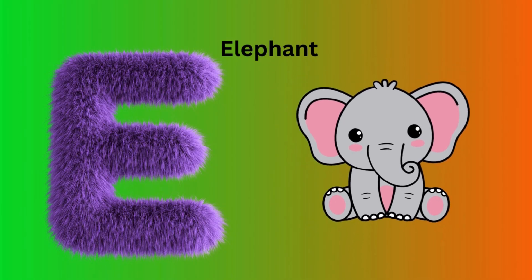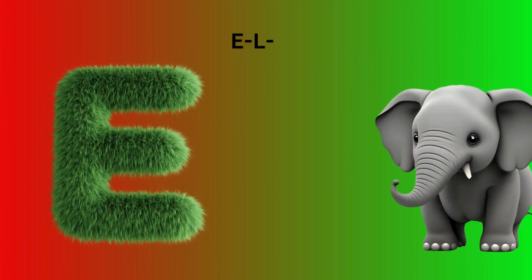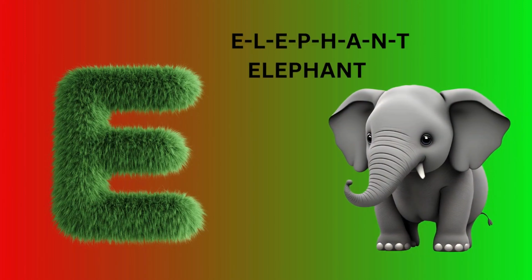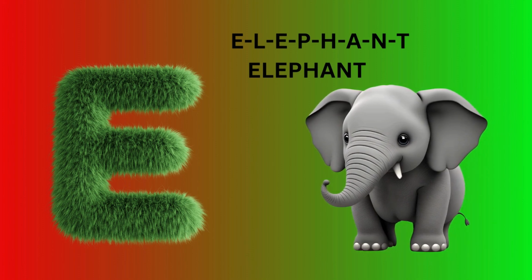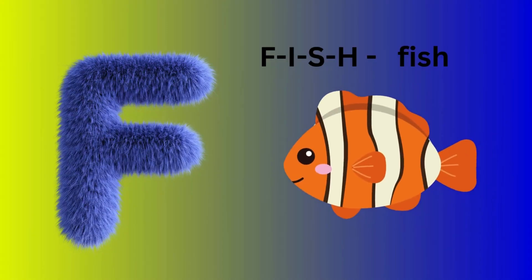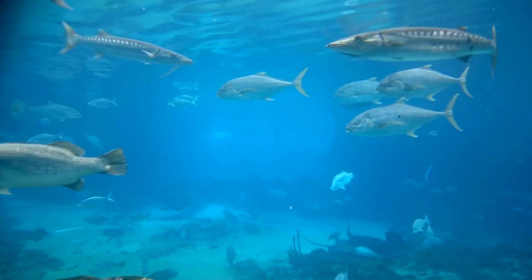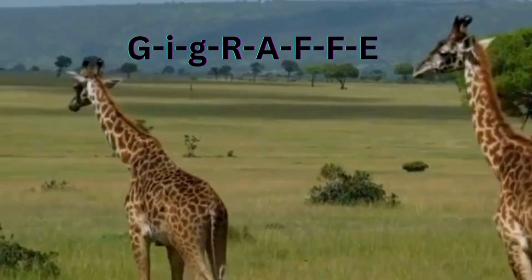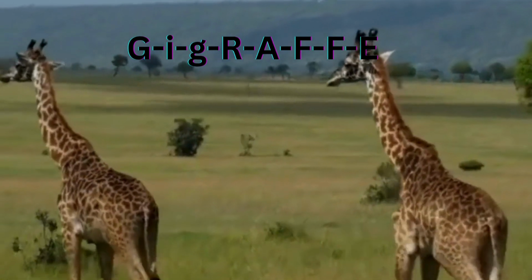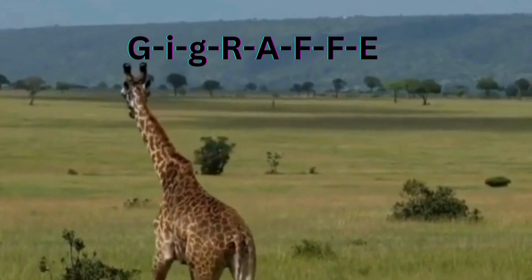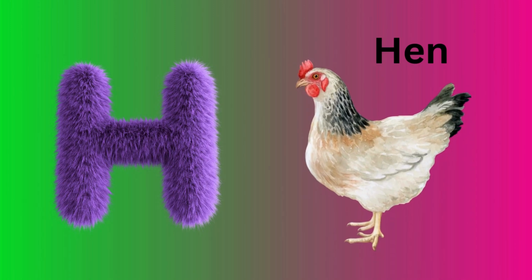E is for elephant. E, L, E, P, H, A, N, T. Elephant. F is for fish. F, I, S, H, fish. G is for giraffe. G, I, R, A, F, F, E. Giraffe. H is for hen.